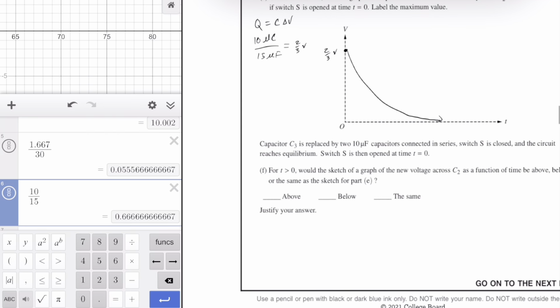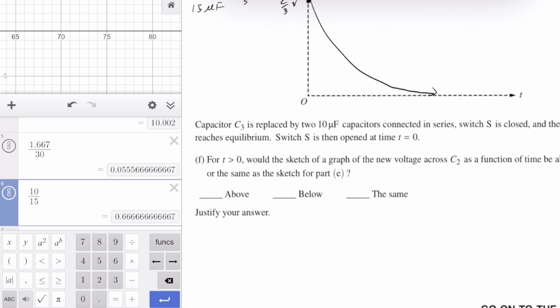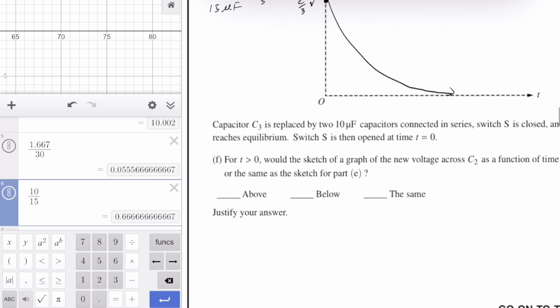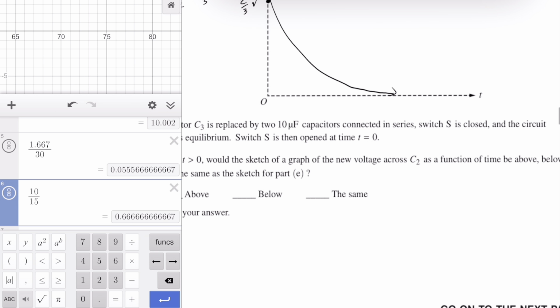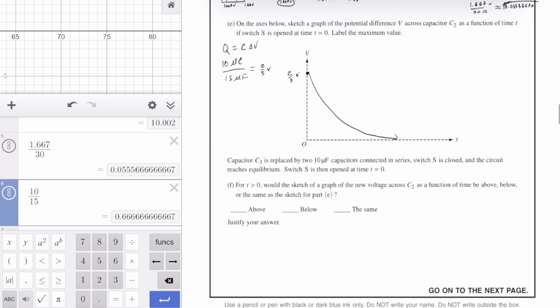So now let's think. Capacitor C3 is replaced by two 10 microfarad capacitors connected in series. Switch S is closed, and the circuit reaches equilibrium. Switch S is then opened at time t equals 0. For t greater than 0, will the sketch of the graph of the new voltage across C2 as a function of time be above, below, or the same as the graph sketched for part C?